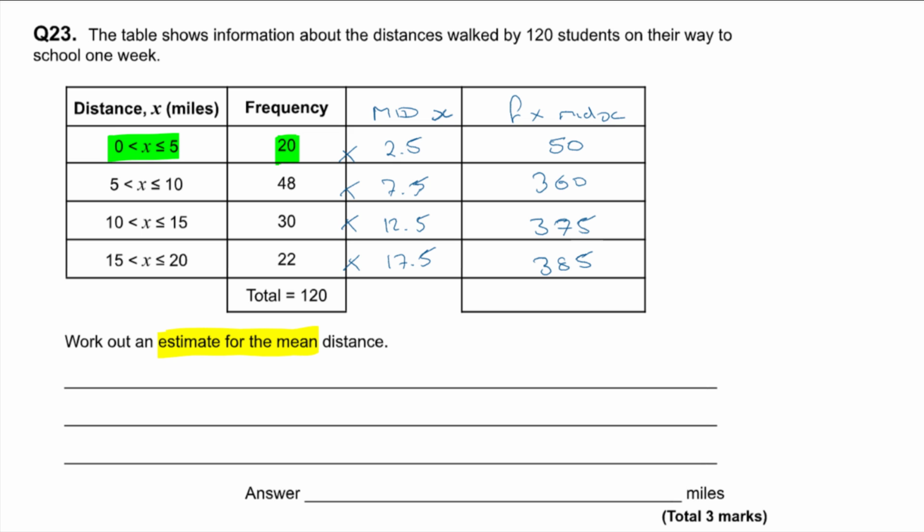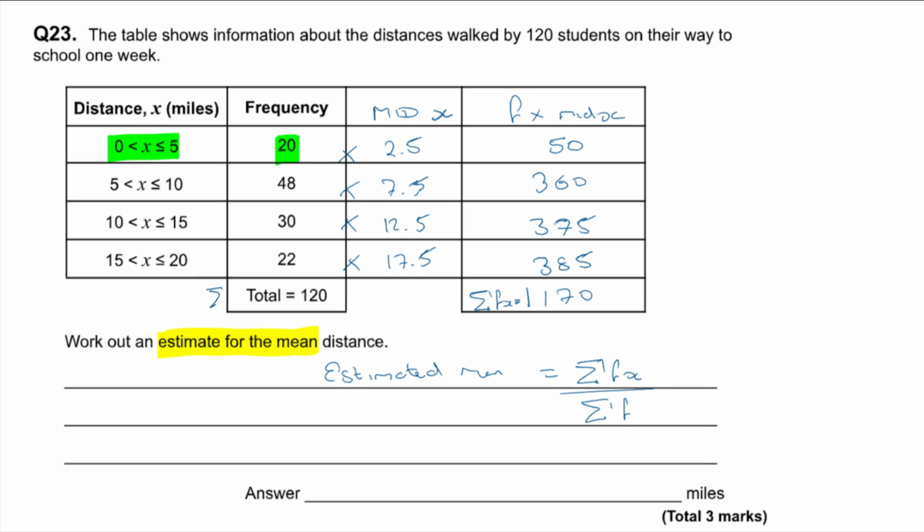And now we need the total. We just need to add all those up then, don't we? So 385 plus 375 plus 360 plus 50. That comes to 1,170. Okay, so then my estimated mean is going to be sigma fx. Sigma fx is this one, the sum of the frequencies times the x values divided by sigma f.